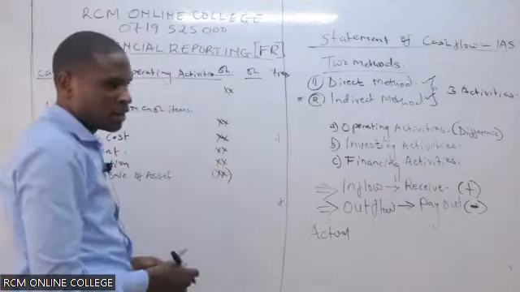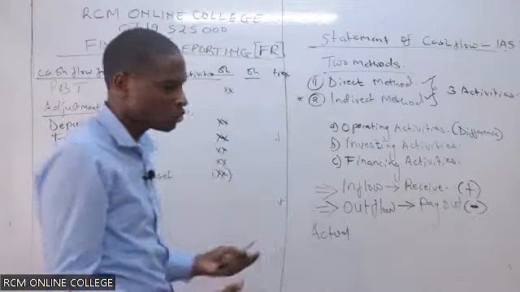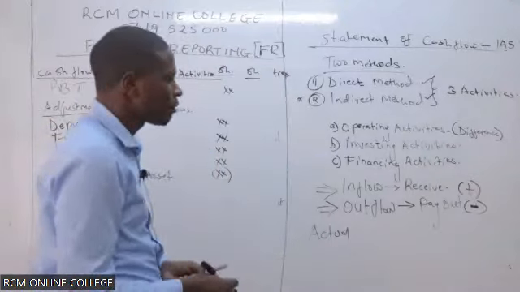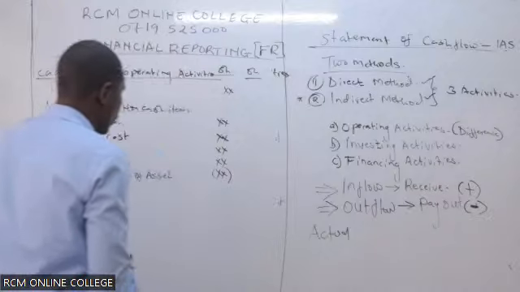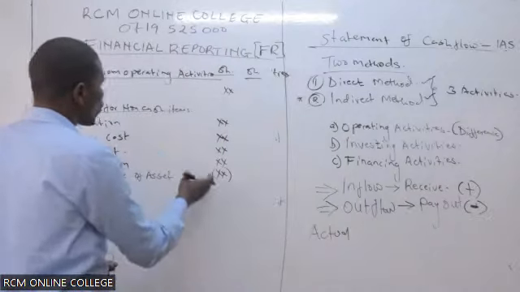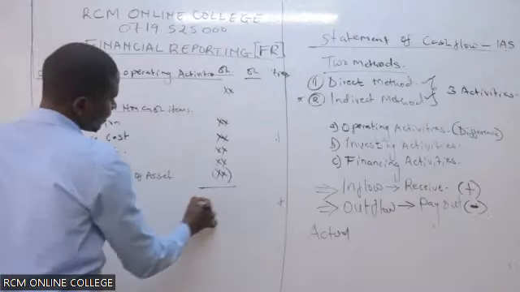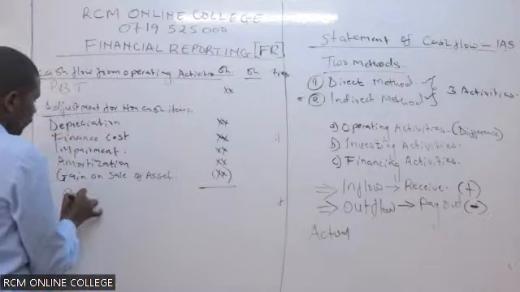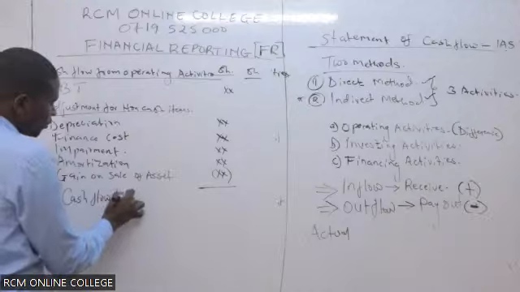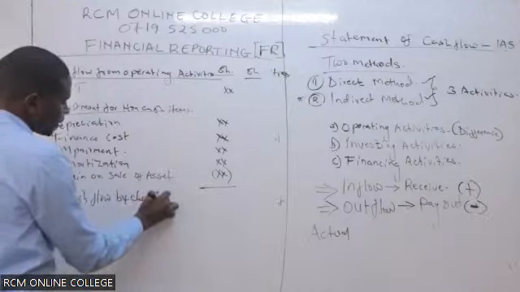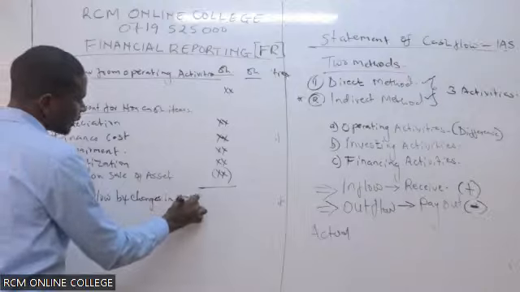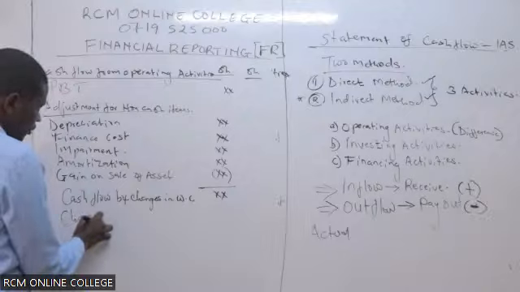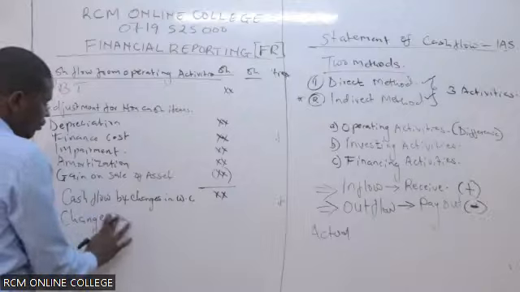Therefore, for that one, we subtract. We shall not talk about grants. Sometimes you find that there are government grants. We shall look at it when we shall be opening an account. Now, after you reach this point, whatever you get here will be cash flow before changes in working capital. Then you come and put your changes in working capital here.